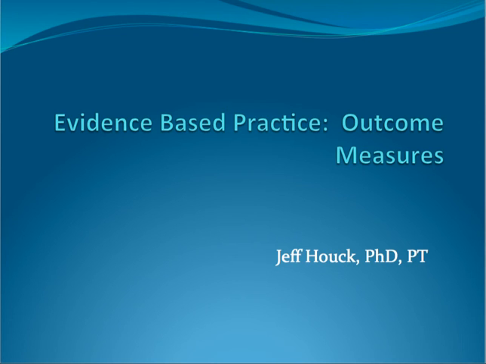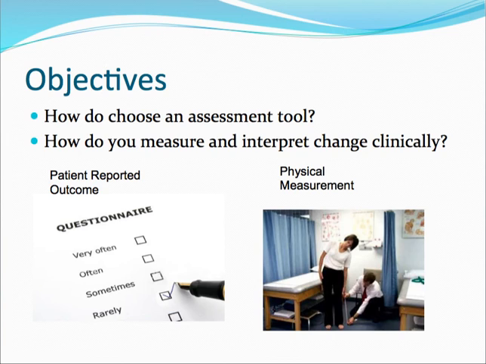So this section is about choosing an outcome measure and why we might want to use it clinically. Outcome measures are tools that we use to assess a person's change, and so they're sometimes called assessment tools. Sometimes they're physical measurements, if you see here on the right, or they're paper and pencil tests here on the left.